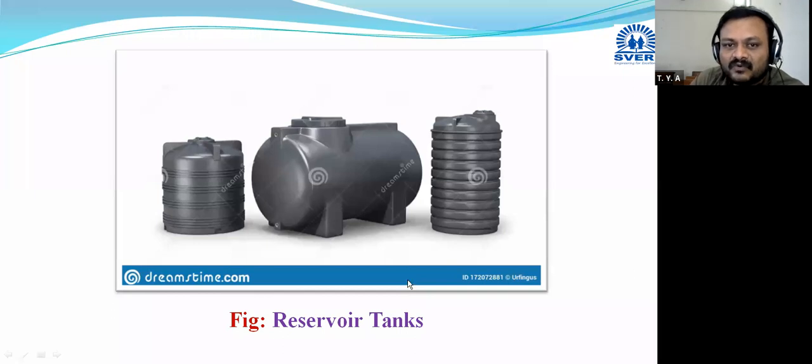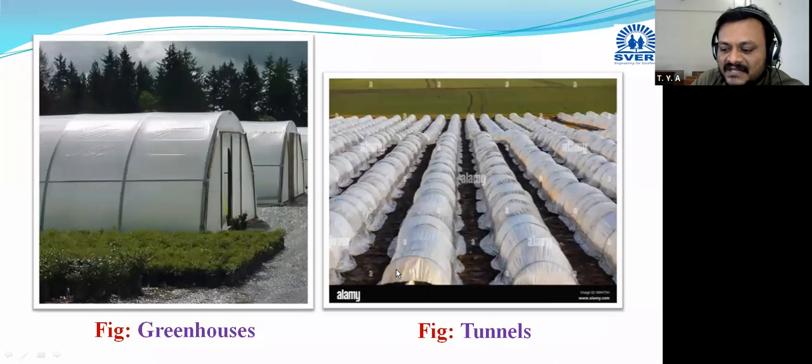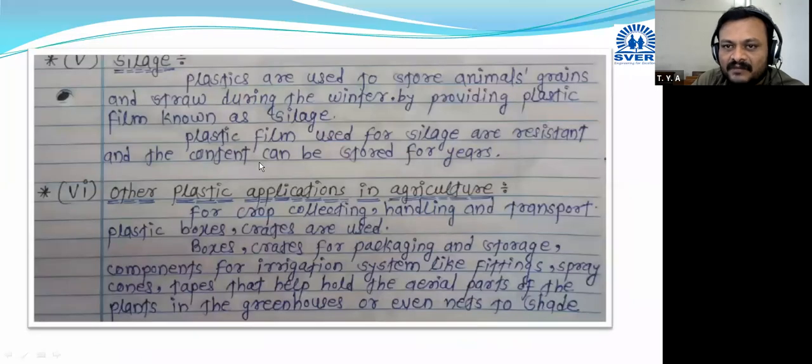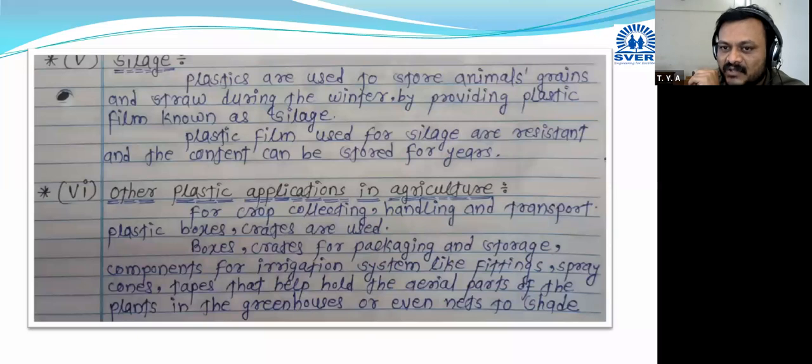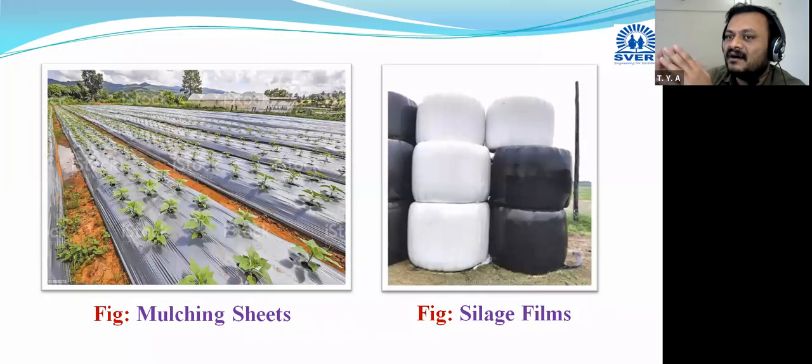Then we'll move towards the next point, that is the silage films. Okay, now what is the use of these silage films? Silage films are used for storing animal foods. Okay, animal straws or grains, straws or grains that we are feeding to the animals.